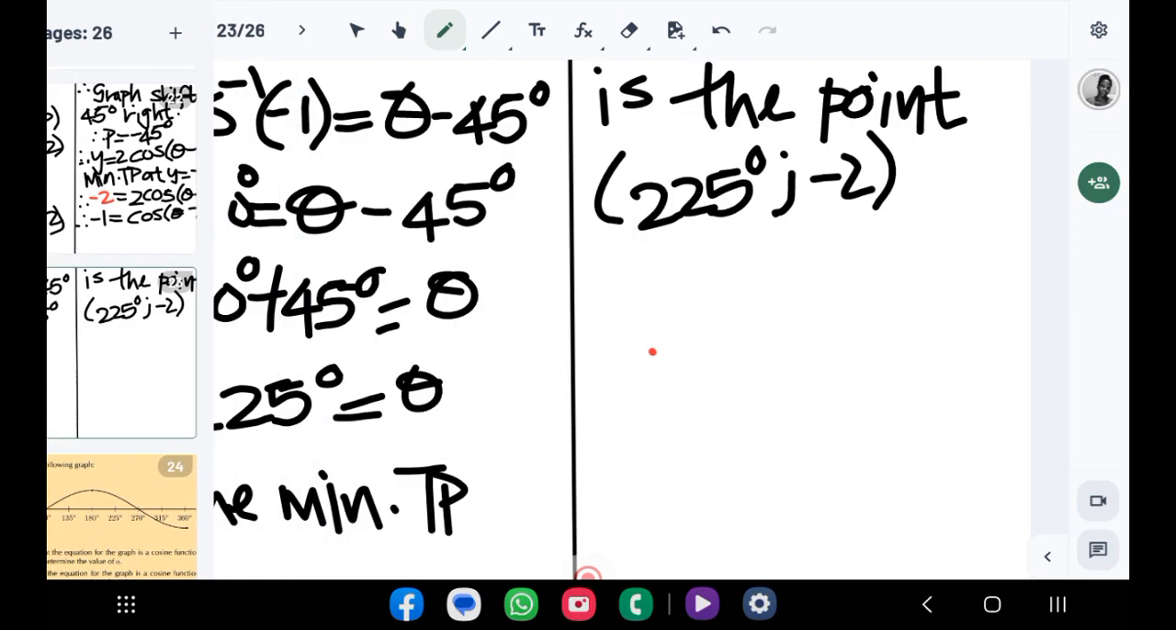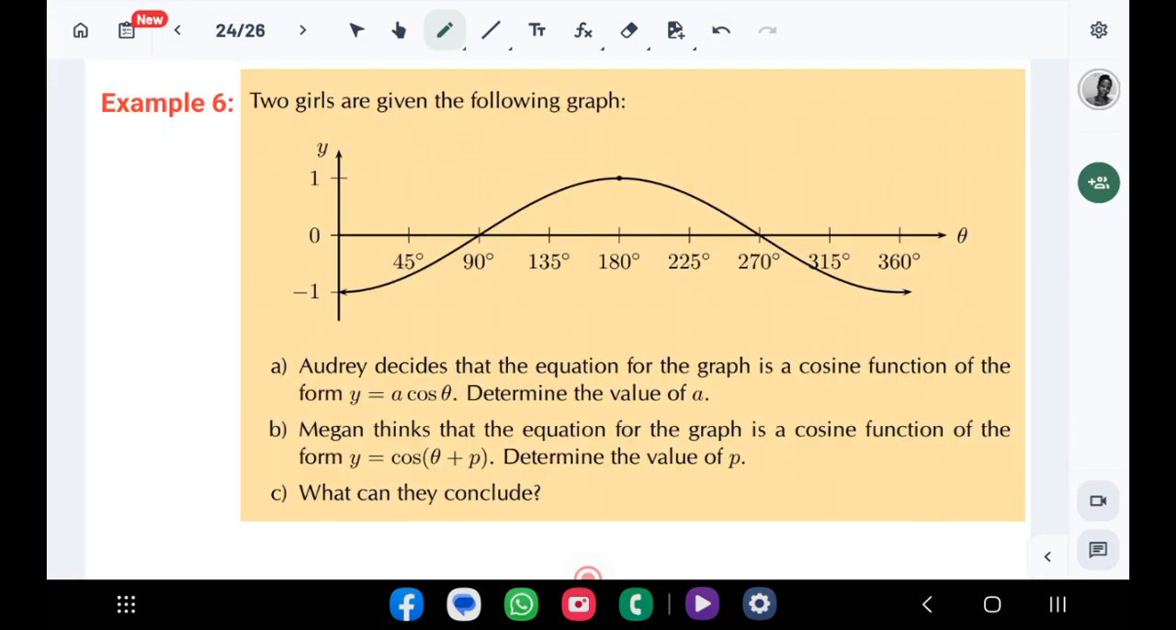All right, now the last one. For the last example, two girls are given the following graph. Here is the graph. It starts at a minimum turning point at 0 degrees, negative 1. The first milestone is at 90 degrees. So you can tell you are obviously dealing with a cosine graph over here. The period is 360 degrees. You've got a maximum turning point at 180 degrees and your x-intercepts at 90 and 270 degrees.